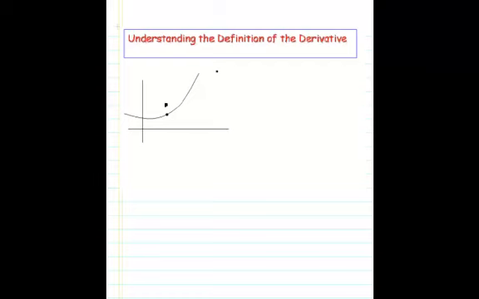In today's lesson, we'll be learning about the definition of the derivative and how it's related to the slope of a curve at a given point. The slope of a curve can be represented with a tangent line. A tangent line is a line that crosses a curve at exactly one point.